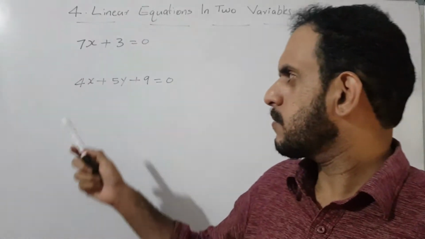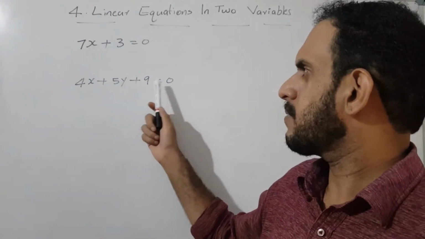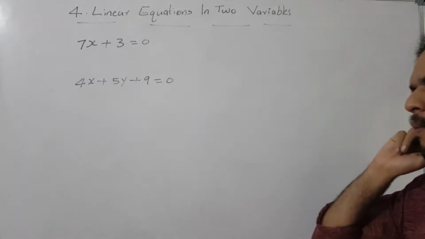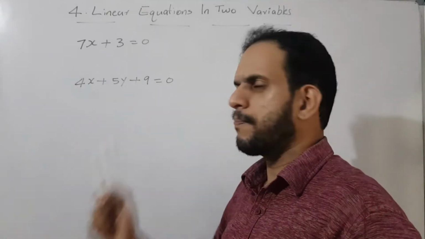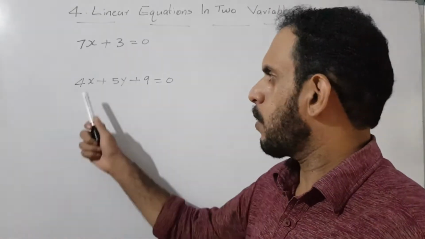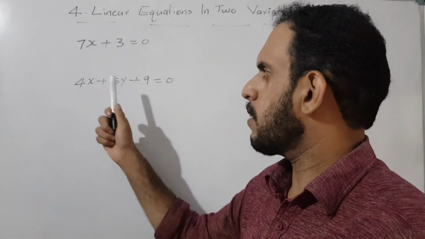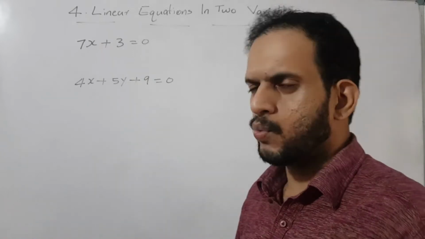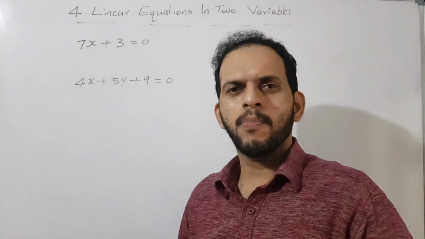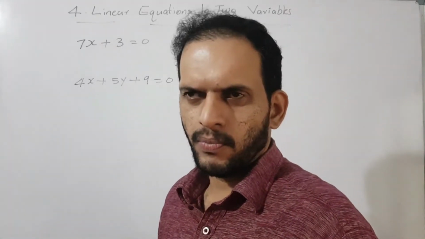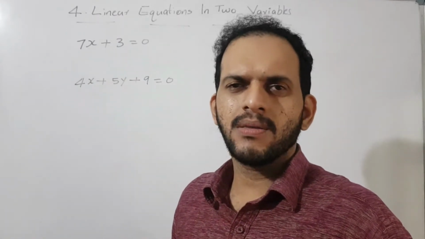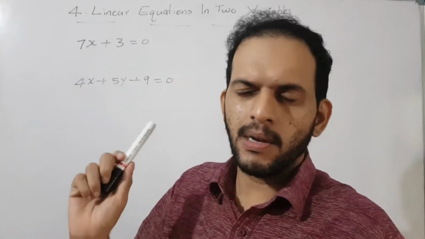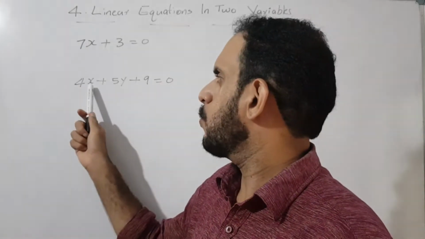Okay, for example, 4x plus 5y plus 9 is equal to 0. How many variables do we use? In this equation we use two variables, x and y. What is the power of x? The power of x is 1 and the power of y is 1. Correct? Both powers are 1. So this one is called a linear equation in two variables.